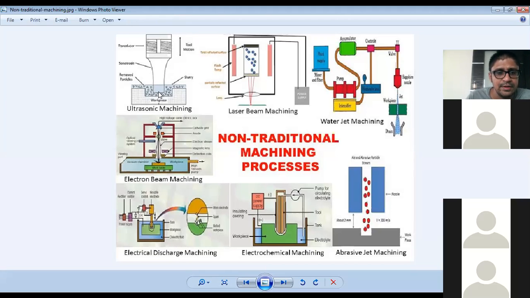So what will happen? You can see here, this tool is not in contact with the workpiece. So here there is no direct contact. Between the workpiece and this high frequency translatory motion tool, there is no physical contact. A very minor gap is there, just like in arc welding, right? When we do arc welding, we always maintain a certain amount of gap between the electrode and workpiece, right? Same thing here. You can see there's a gap, and this gap is filled with this slurry. And this slurry contains hard particles.